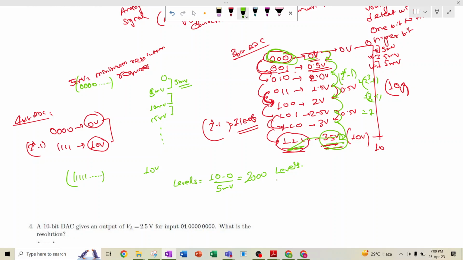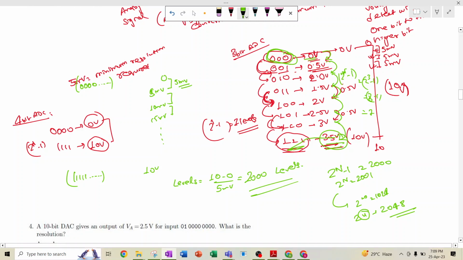So how many bits will it get? 2 to the power n minus 1 is 2000, so 2 to the power n equals 2001. Now we know that 2 to the power 10 is 1024 and 2 to the power 11 is 2048, right? So a minimum of 11 bits is required to consider this 2000 levels, right?